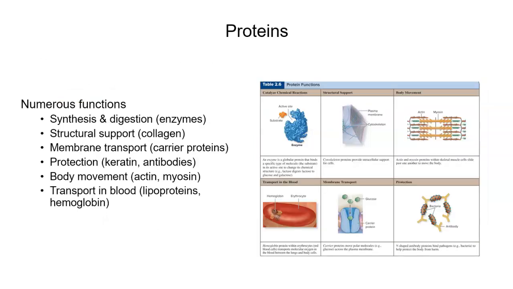Our last category of macromolecules are proteins. It's estimated that the human body makes about 50,000 different proteins.